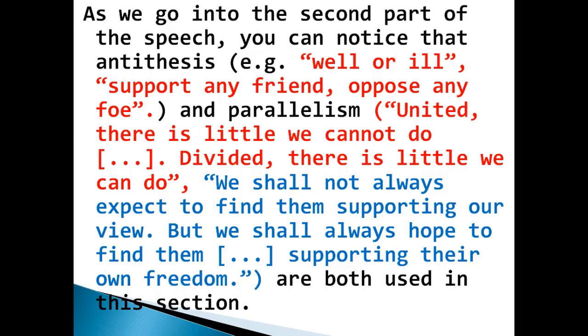But if we are divided, there is little we can do. It means that we want to do more to unite ourselves once again. We shall not always expect to find them supporting our view, but we shall always hope to find them supporting their own freedom. Again, he is using the same method, which is used in this section.